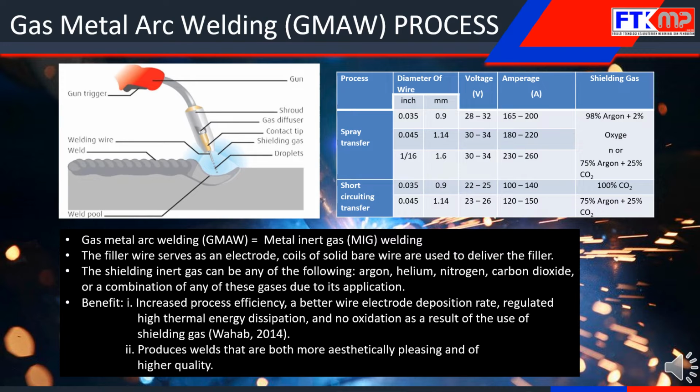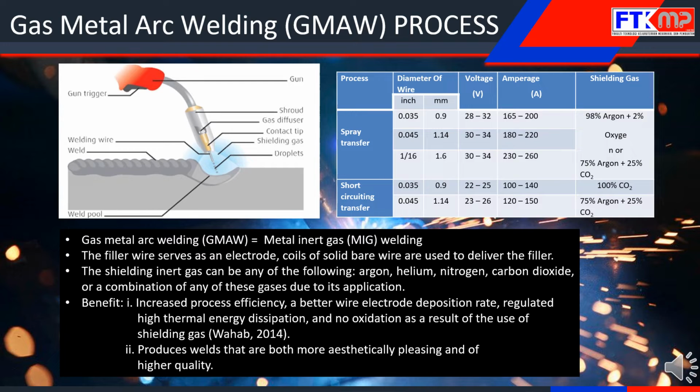Gas metal arc welding, GMAW, also known as metal inert gas (MIG), is a type of gas shielded welding that is typically performed manually but can be automated. Because the filler wire also serves as an electrode, coils of solid bare wire are used to deliver the filler. The coil is fed automatically into the joint where it is melted in the arc and deposited in the weld groove, eliminating the need for manual feeding.